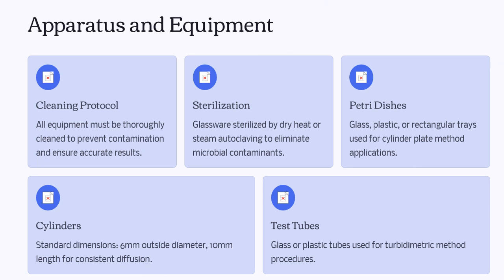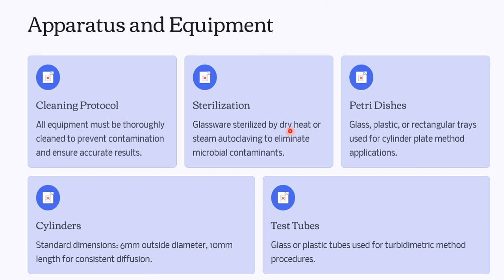The next requirement is apparatus and equipment. The apparatus and equipment are cleaned thoroughly to prevent contamination and ensure accurate results. Then sterilization of the equipment and apparatus. The glassware is sterilized by dry heat, autoclave, or steam sterilization.